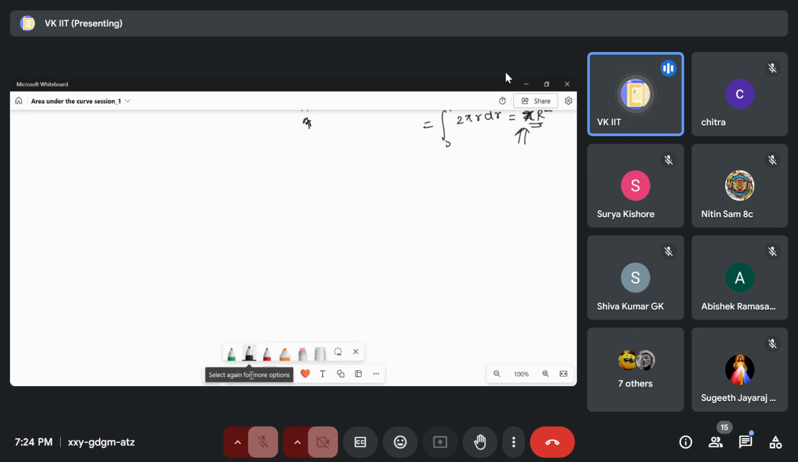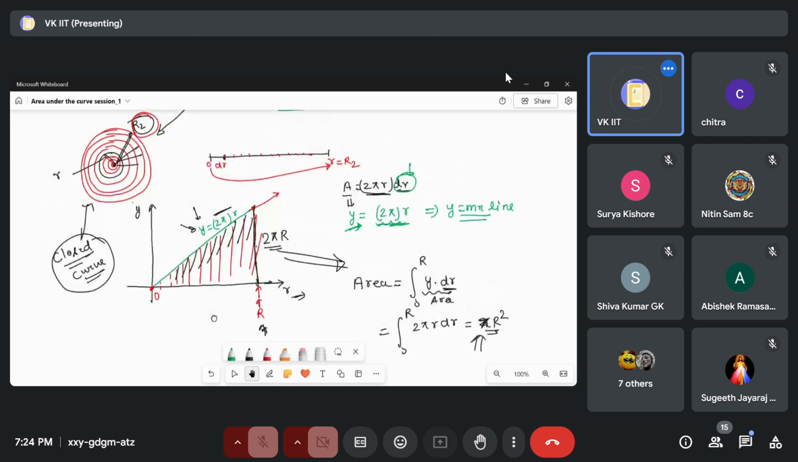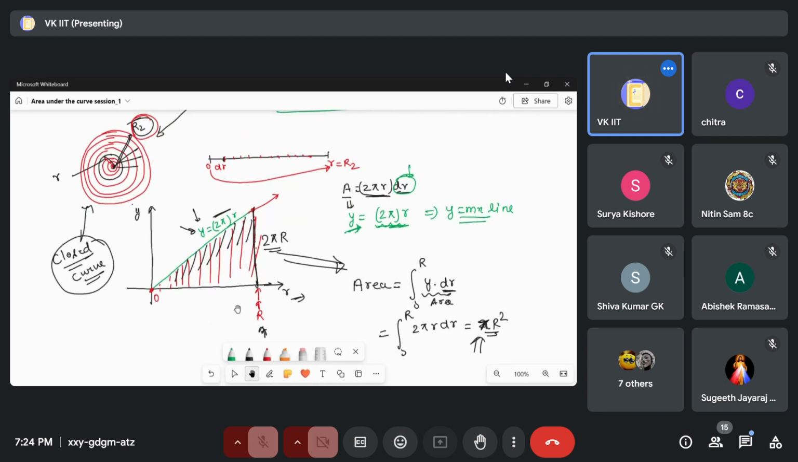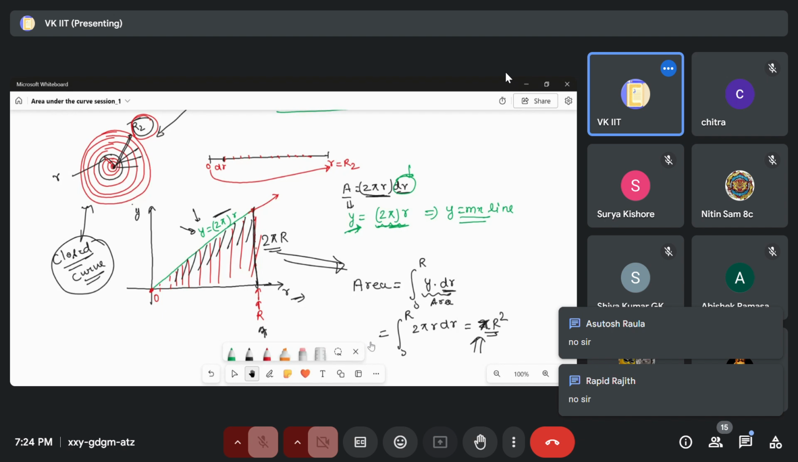First of all, if there is any doubt up to here, anyone, you can ask in this part. Any doubt up to here? You can write in the chat box or you can raise your hand also. No doubts?